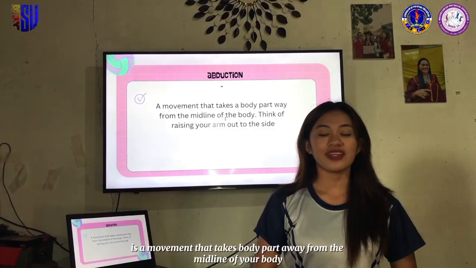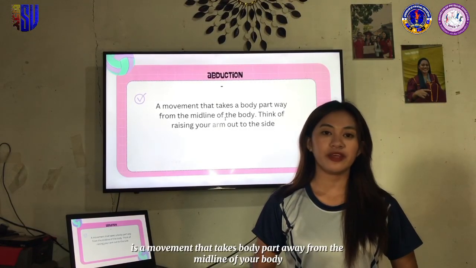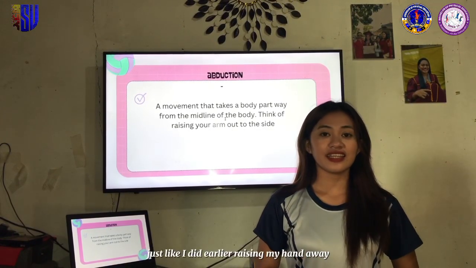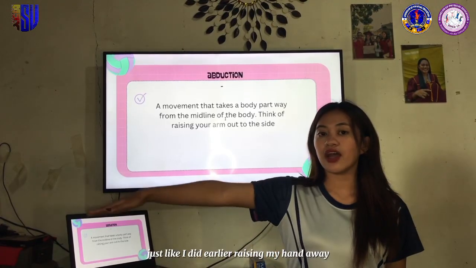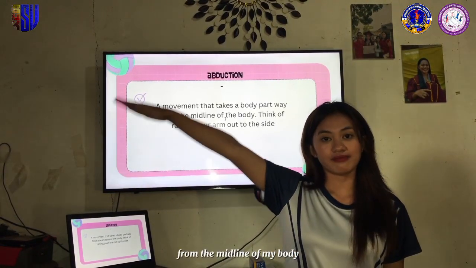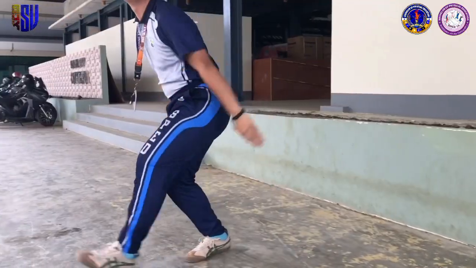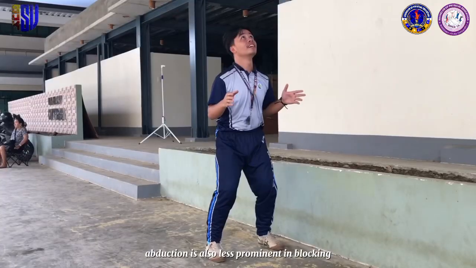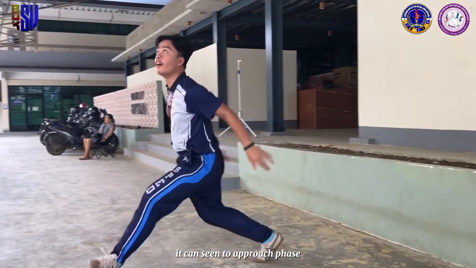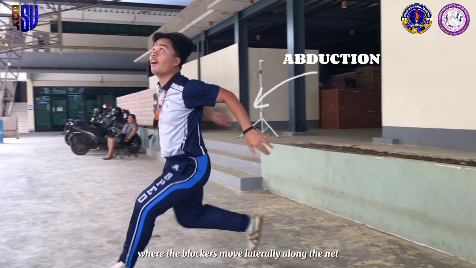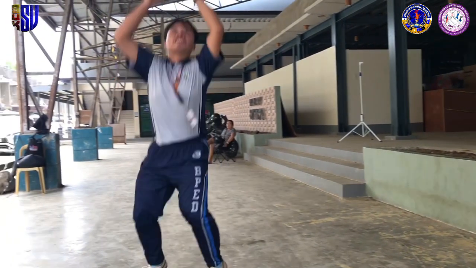Abduction is a movement that takes a body part away from the midline of your body, just like I did earlier, raising my hand away from the midline of my body. Abduction is also less prominent in blocking. It can be seen in the approach phase, where the blockers move laterally along the net.